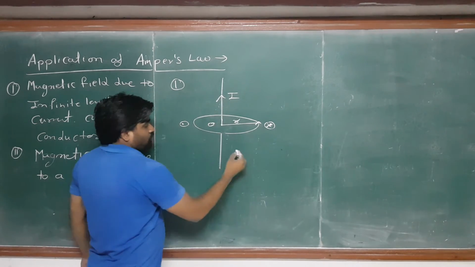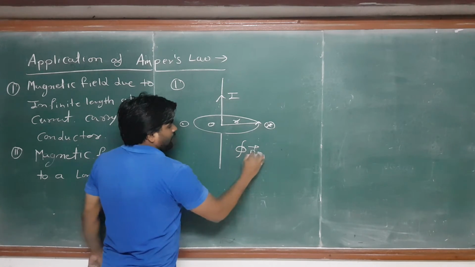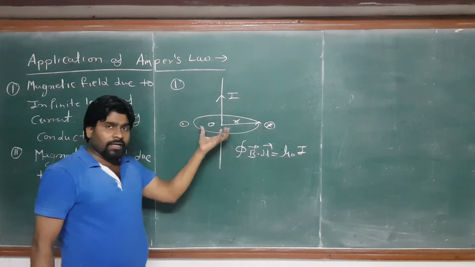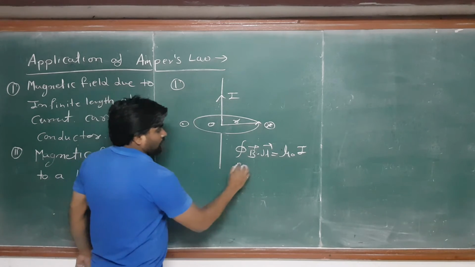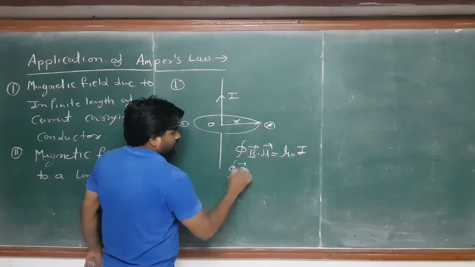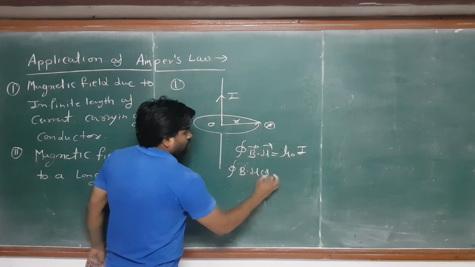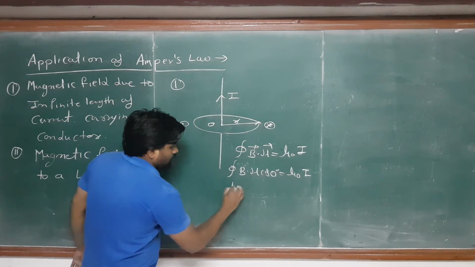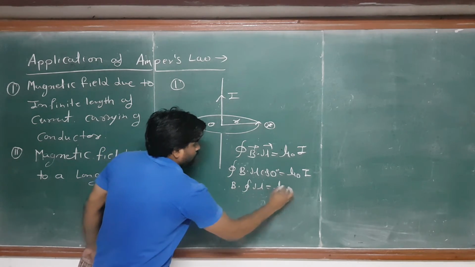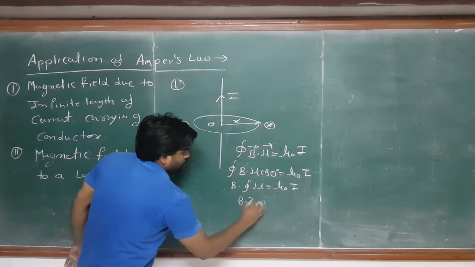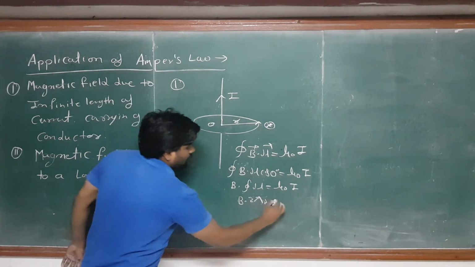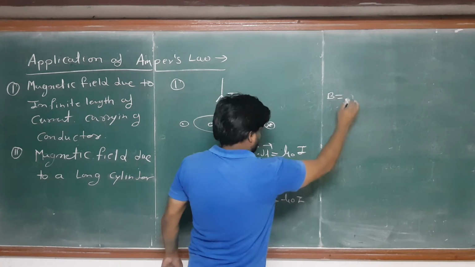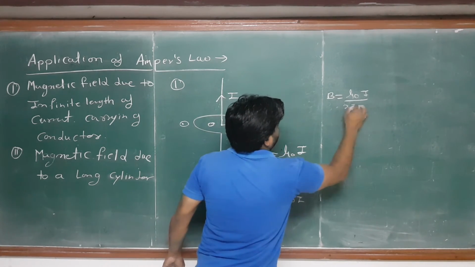Right? As you know, Ampere's formula is the line integration of vector B dot vector dl is equal to mu naught times I. And if this circle has a uniform shape, then vector B and dl have cos 0 degree, because they have the same parallel direction, so B times the line integration of dl is equal to mu naught I. So B times 2 pi r, since the line integration of dl is 2 pi r, is equal to mu naught I. So it becomes B is equal to mu naught I by 2 pi r.